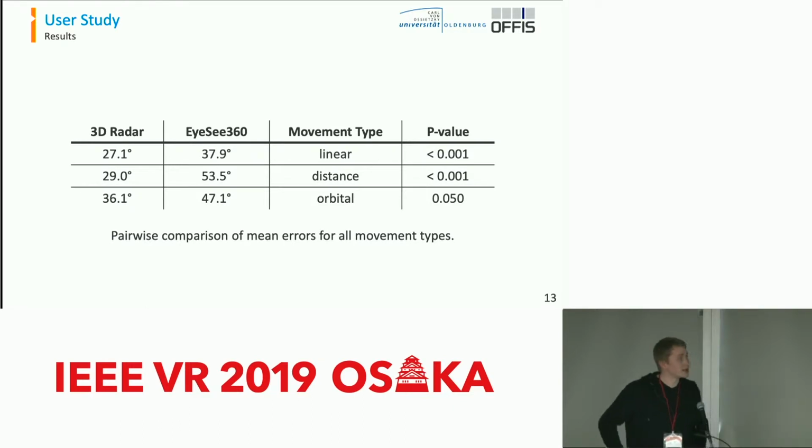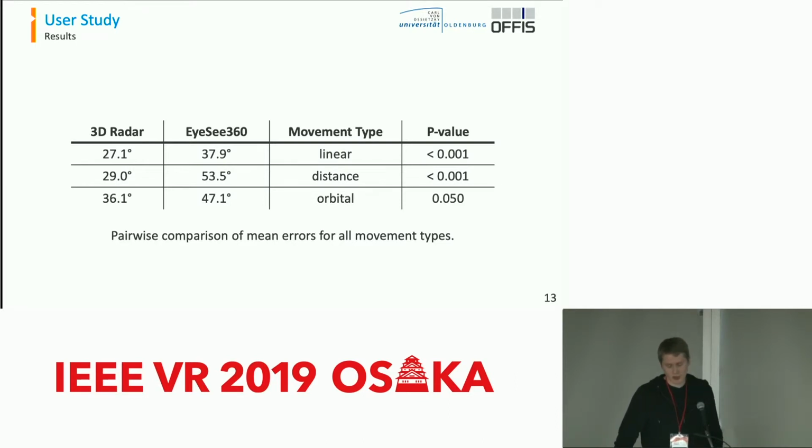So from the results, what we see is that we finally were able to show that IC360 is beatable, especially when it comes to moving out-of-view objects. You see that 3D radar outperforms IC360 for all 3 movement types. Especially interesting here is the high value for the distance movement for IC360.